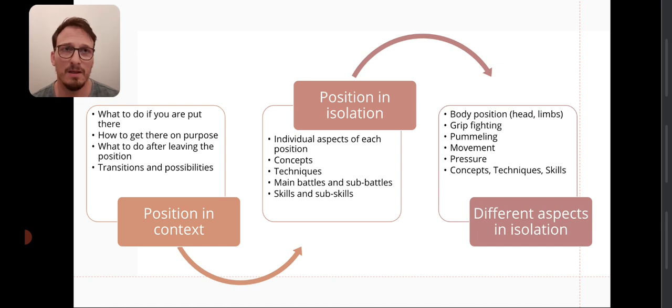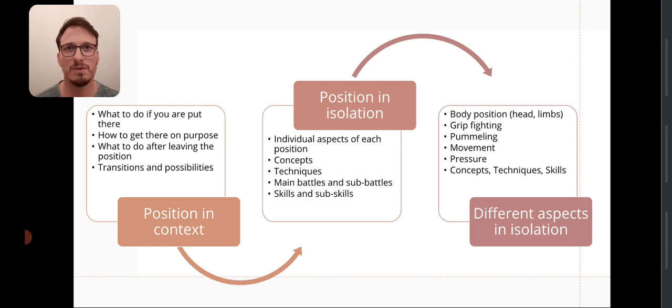And when you have looked at the position in isolation, you have to look at different aspects in isolation, or at least that's what I do. I take different aspects for different lessons. Let's say one lesson just focuses on the body positioning. Another lesson focuses just on what the left arm is doing. Another one on the right arm, and so on and so forth. So that when people drill each aspect, they can find possible solutions to problems in that position, which we can call battles or sub-battles that have to be won in order to be successful in the position.